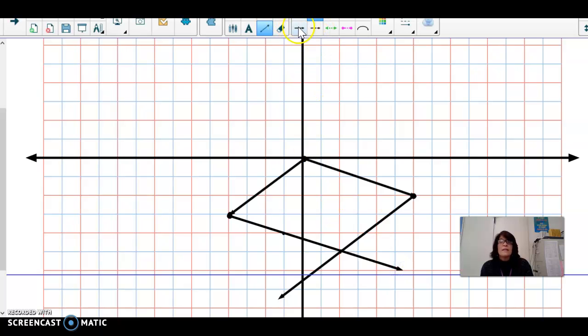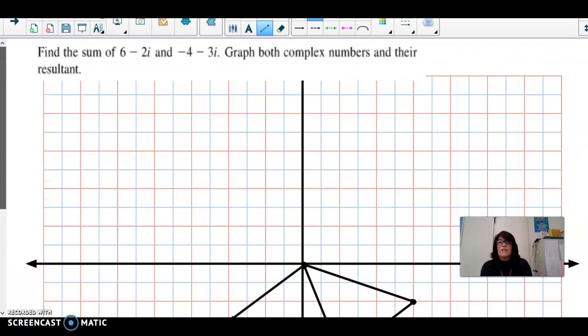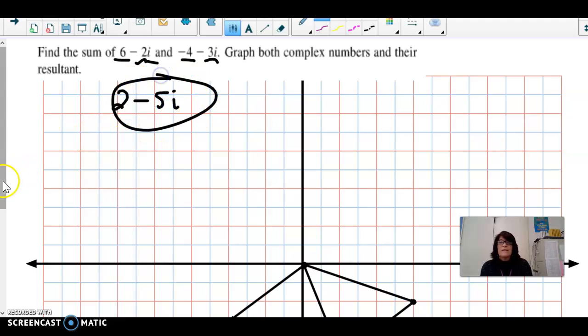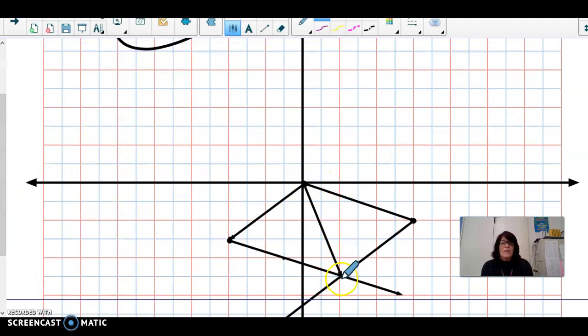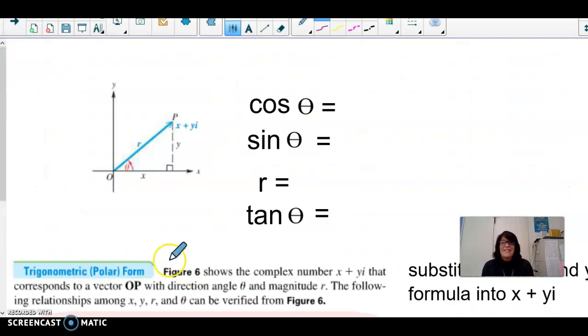The resultant is right here. Where did that end? 2, negative 5. Let's go back and see if I would have just added it together. We learned how to add these together. That's the 2, and then minus 5i. Makes sense. I got 2, negative 5. The graph of it makes sense to how we add and subtract, right?